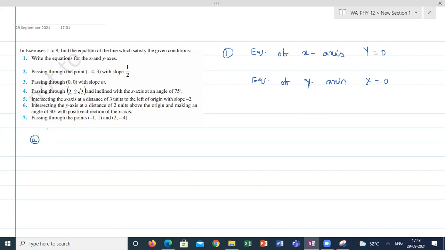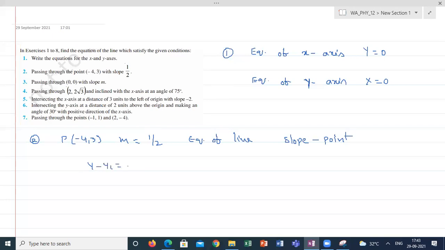Second question. Equation of line passing through the point (-4, 3) and slope 1 by 2, and they want the equation of the line. What form do I have to use here? Slope and point form, or slope point form.